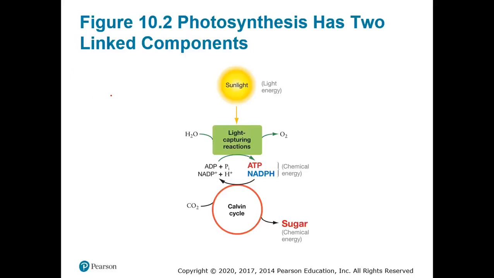So here's kind of a little overview. Here's our light capturing reactions right here. Green box, you'll notice capturing energy from the sun, using water, outputting oxygen. And you see we're making some energy and we're making some of those high energy electron carriers. Those are what's going to be passed on into the Calvin cycle, where they will be used to transform carbon dioxide into a sugar, into a carbohydrate.